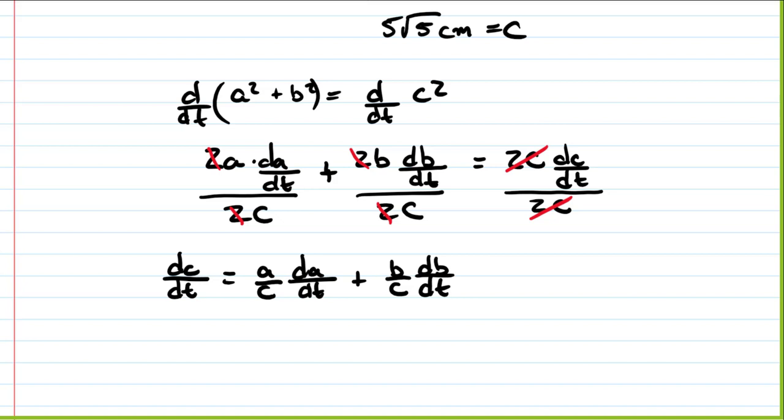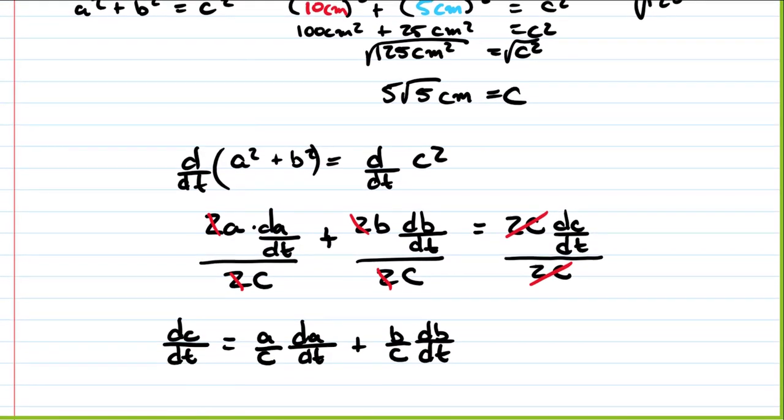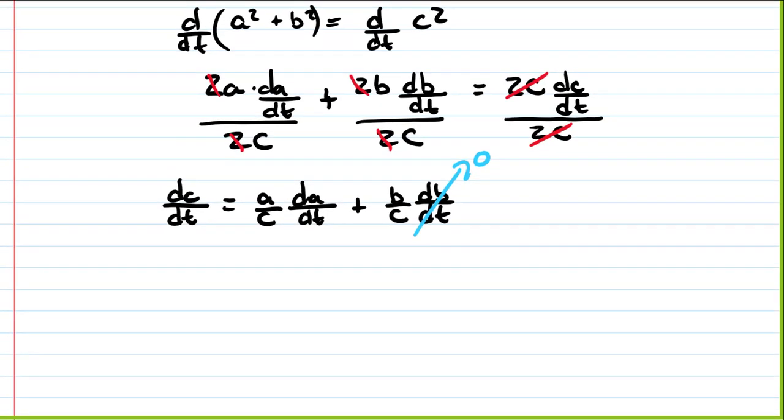So now that we've taken our derivative, it is finally time to substitute in our known values. So we come back up here. A is 10, b is 5, and c is 5 square roots of 5. dA dt is 3, dB dt is 0, and dC dt is what we're trying to find. Well, let's start with this guy right here. So if dB dt is 0, we don't even really have to worry about this because 0 times anything is going to be 0, right?